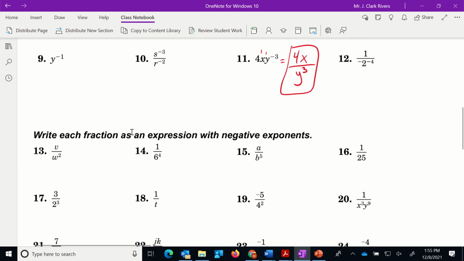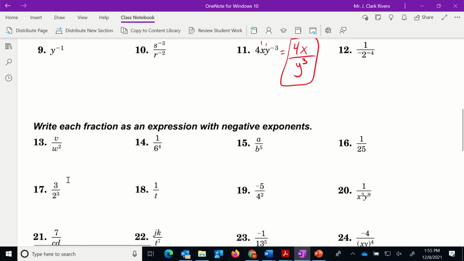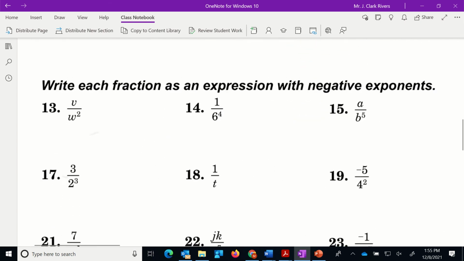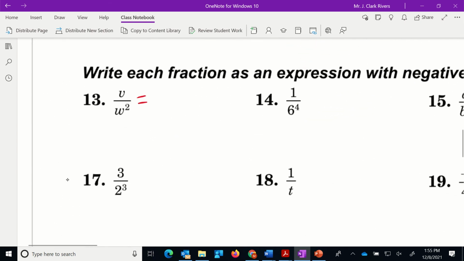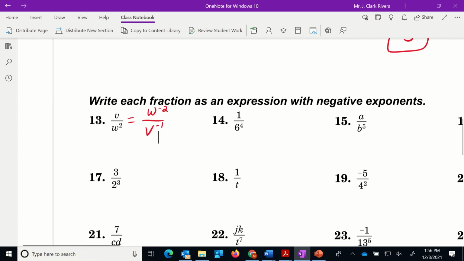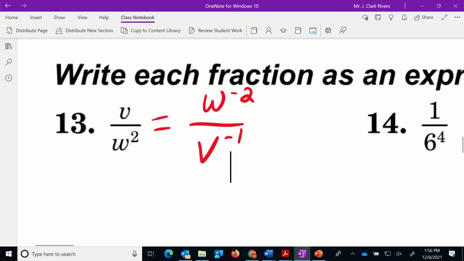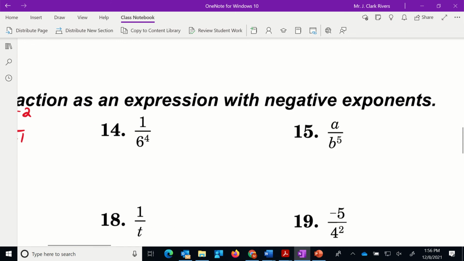All right. All of these, 13 on, we're going to write them with negative exponents. This is the only time this ever comes up, so it's good practice, but it's not really needed. W to the power of 2, you bring it up, becomes w to the power of negative 2. V to the power of 1, bring it to the bottom, to the denominator, becomes v to the power of negative 1. So it's the exact same thing we were doing, but the directions say write each with negative exponents. So wherever you see a positive exponent, you have to move it to the other side of the fraction.